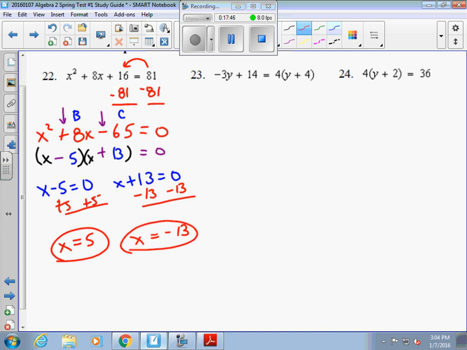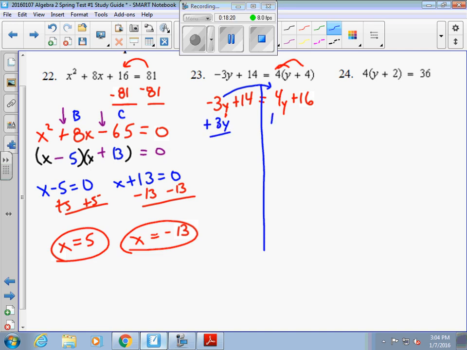Negative 3y plus 14 equals 4y plus 4. Distribute 4 times y is 4y, 4 times 4 is plus 16, equal to negative 3y plus 14. Before you undo, what you need to do is get all of your variables on the same side. Since you have y on both sides, you bring the smaller one over to the larger one. Negative 3y is smaller than 4y, so bring it over. Negative 3y is like minus 3y, so undo that by adding 3y. If you do it to the left, do it to the right.